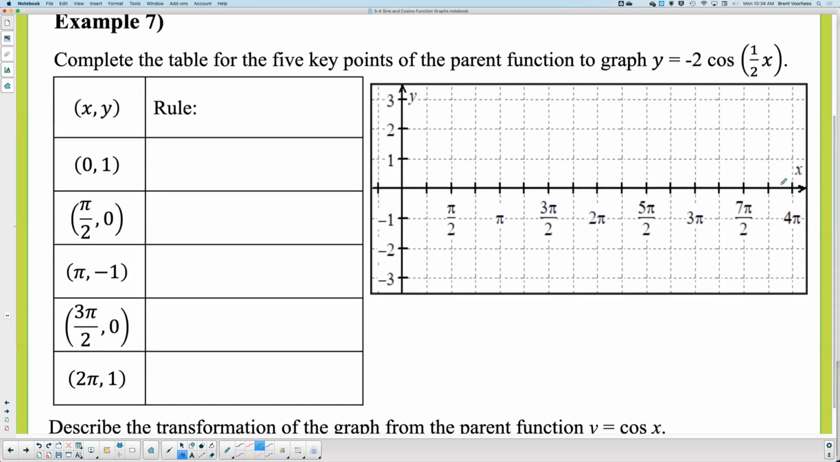All right, here, I have a question for you. I want to find this rule for these 5 key points here. What's happening here on the inside with this 1/2? What's it doing to the x? It's multiplying by 1/2. Now, is that what mathematically will actually do to the values? It'll actually divide. You'll do the opposite. Instead of multiplying by 1, dividing by 2, what will I do instead? Divide by 1 and multiply by 2, which means I'm going to multiply everything by 2. I'm going to double the x values.